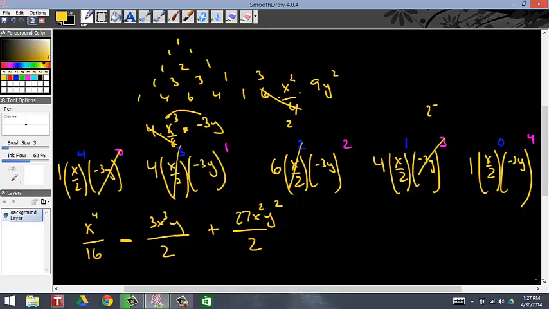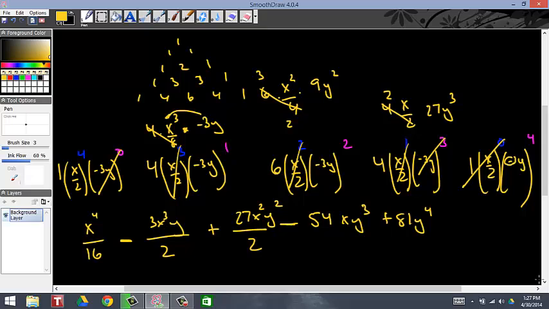And now this is going to be 27y to the third. This is x over 2 times 4, so that's going to leave me with a 2 up top. So 2 times 27 is 54xy to the third. Now, because I raised negative 3 to the third power, it's negative. Okay? And then the last one, plus 81y to the fourth. And the reason why it's plus, Esther, is negative being raised to an even power. Okay? Cool. All right. There you have it, people.